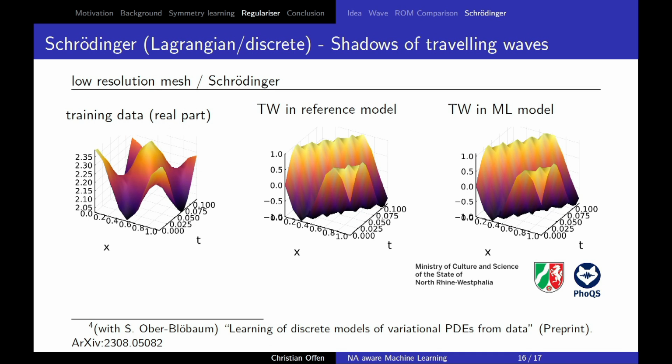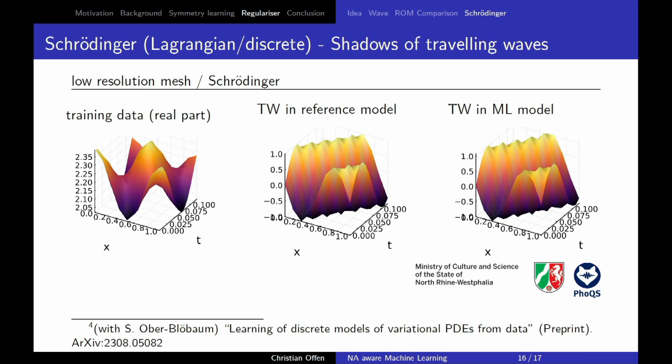And what you can also do is, the mesh is kind of a design parameter. So you can also train your model on a very coarse mesh, and then look for traveling waves. And if you think about it, it's a coarse mesh, so maybe the traveling wave speed doesn't even match the mesh, and it works anyway. So you can do this with the Schrödinger equation, a very low resolution mesh, and you find the correct traveling waves in the machine learned model.